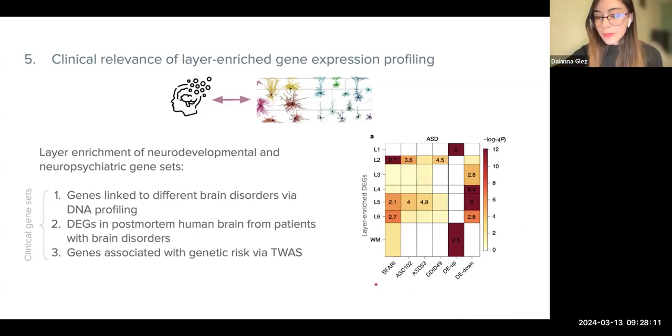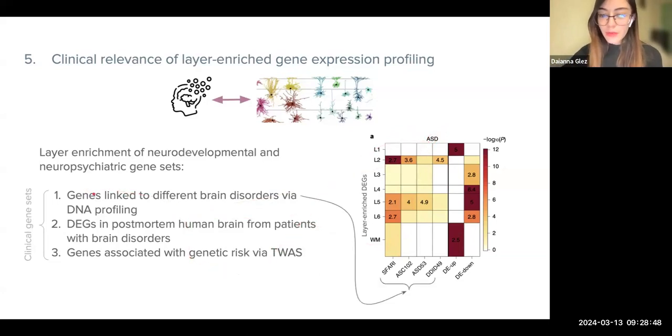So they test for the enrichment of the gene sets that are here defined in the x-axis among the differentially expressed genes they obtain in the human DLPFC that are layer enriched in each of these layers plus the white matter. The color of each cell represents the minus log 10 of the p-value for this enrichment, and the numbers are the odds ratio for the same enrichment. The cells without a number, they didn't present significant enrichment results. Okay, so first they were interested in seeing autism spectrum disorders.